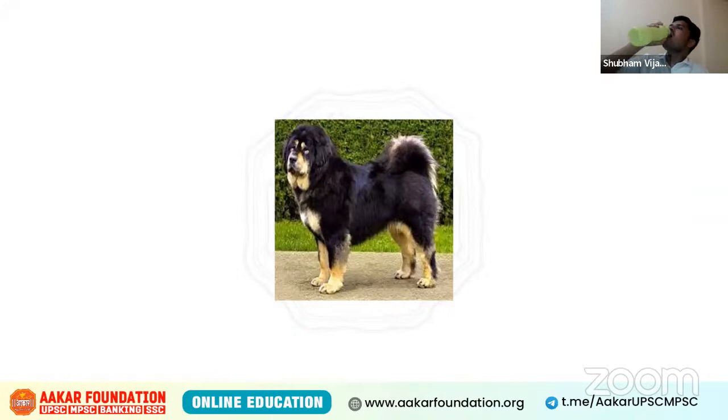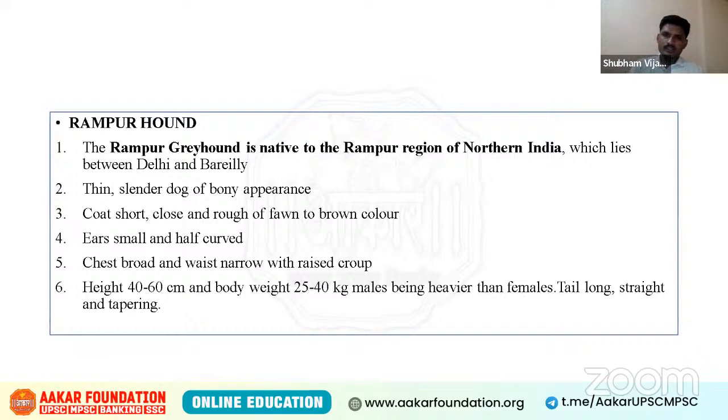Very hairy top. There is a Gaddi. Then the next one is the Rampur hound. This Rampur place belongs to UP. It is present in UP, northern India, especially UP. Between Delhi and Bareilly, there is a place that is Rampur.